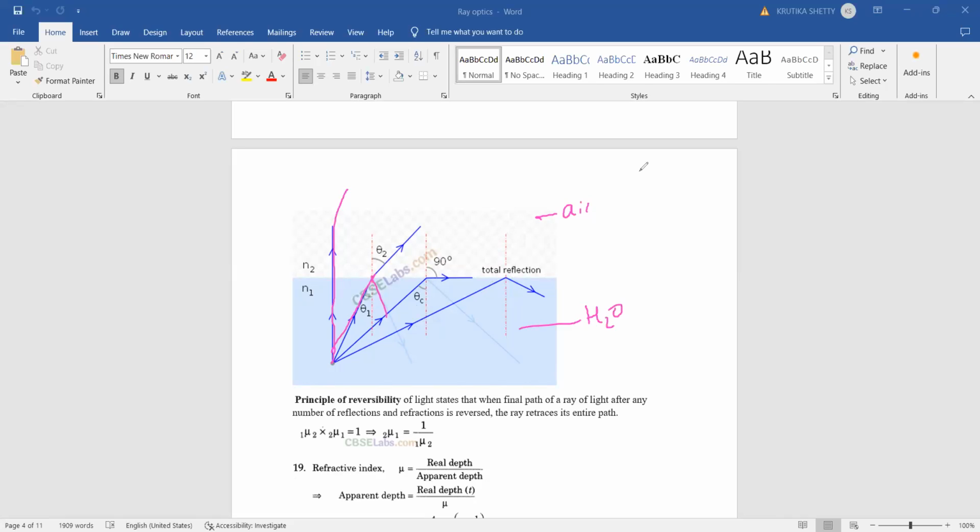So how can you define this total internal reflection? Two conditions must and should be satisfied. One, the ray should travel from denser medium to rarer medium. The second is that the angle of incidence must be greater than the critical angle. These two we can call must and should conditions.